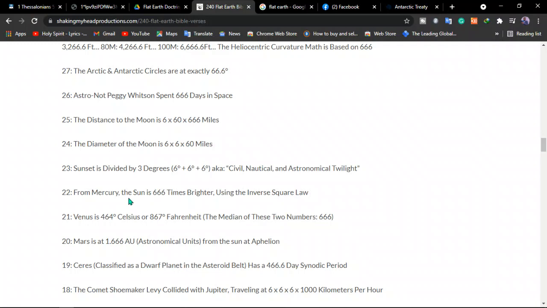From Mercury, the sun is 666 times brighter using the inverse square law. Venus is 464 Celsius or 867 degrees Fahrenheit. The median of these two numbers is 666.